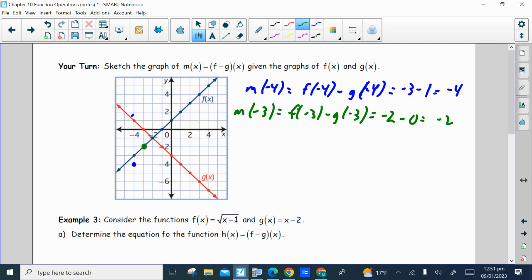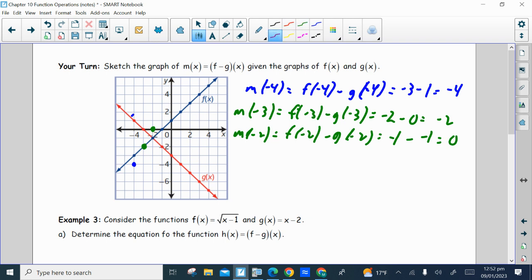The next point we have here is when x is negative 2. So for m at negative 2, we'll take f at negative 2 and subtract g at negative 2. F at negative 2 is negative 1 minus g at negative 2, which is also negative 1. And in this case, the minus minus becomes a plus positive. It becomes negative 1 plus 0, or plus 1, I should say, which is 0. So that is that point right there.